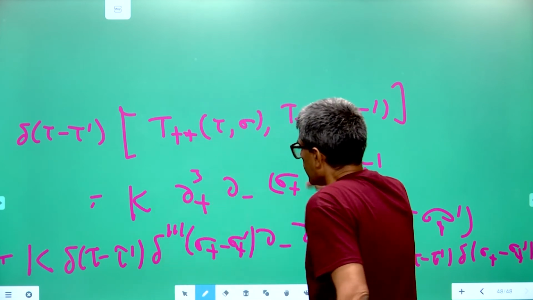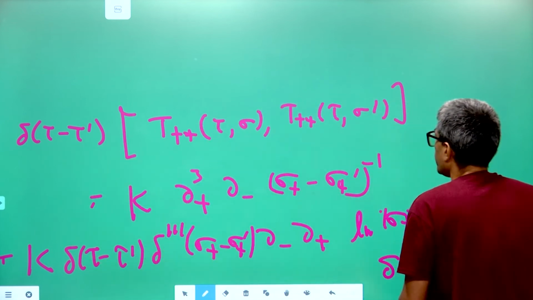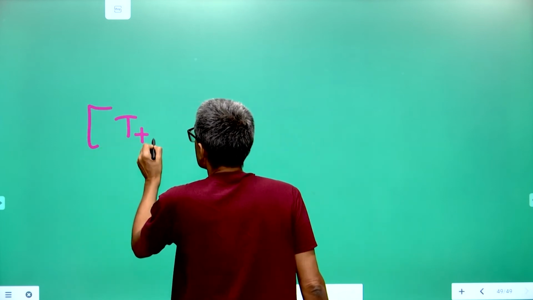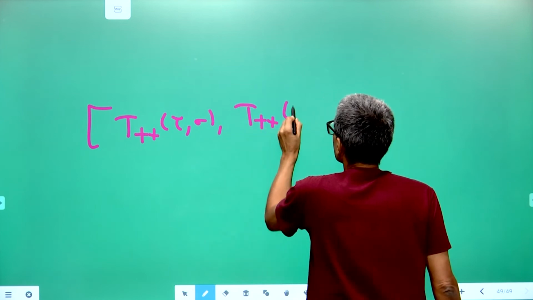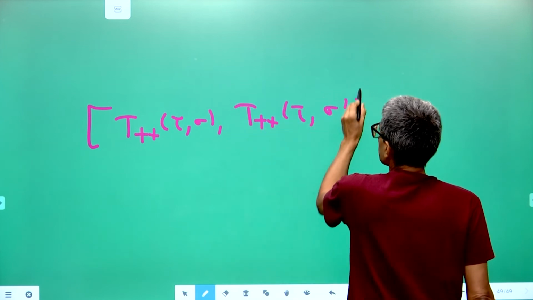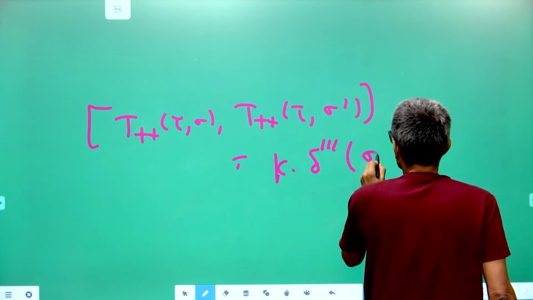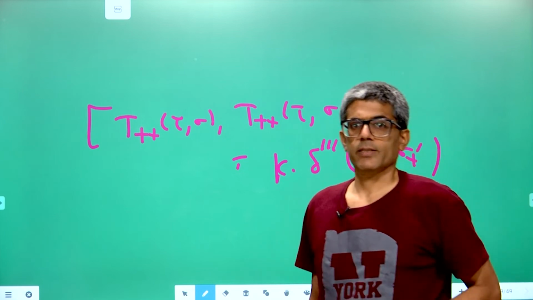So if I equate this, if I cancel out the delta function in time, I get the anomaly relation directly from here. It says that T plus plus of tau sigma comma T plus plus of tau sigma dash is equal to a constant times a triple derivative at sigma plus minus sigma plus dash, and this is the anomaly. This is a Virasoro anomaly.